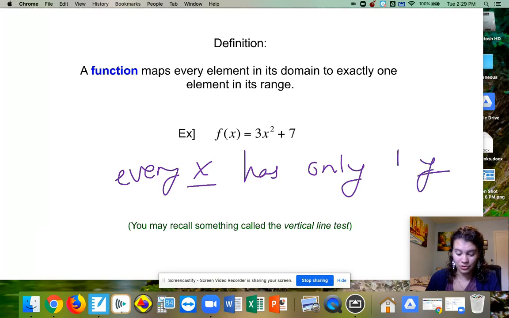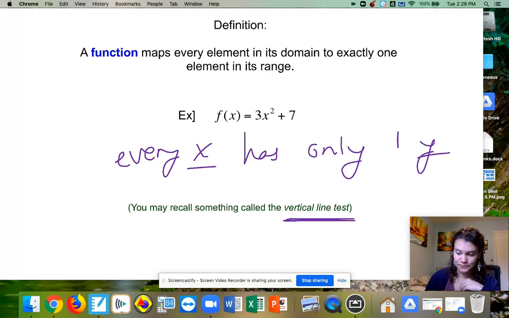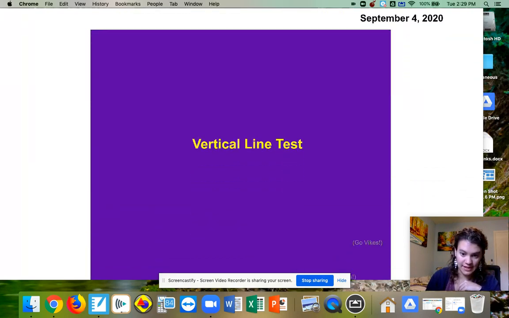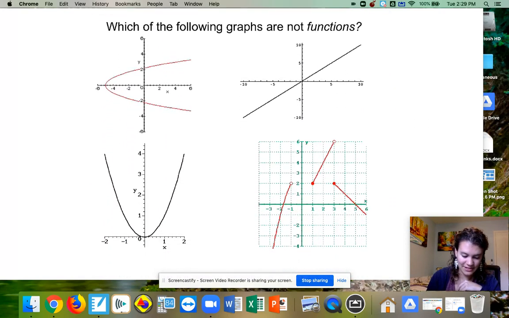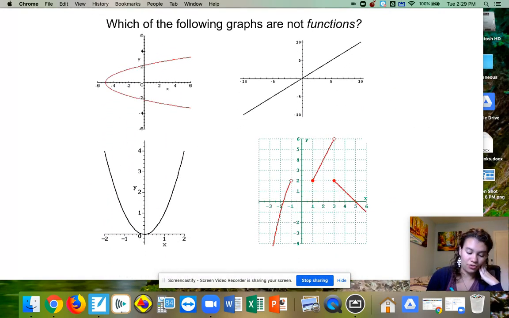You probably will recall the vertical line test. This is the test you use to decide if something is a function or not. If it does not pass the vertical line test, it is not a function. So getting into that, some examples here. The vertical line test is exactly like it sounds: draw a vertical line. If you hit the graph more than once, then it's not a function.